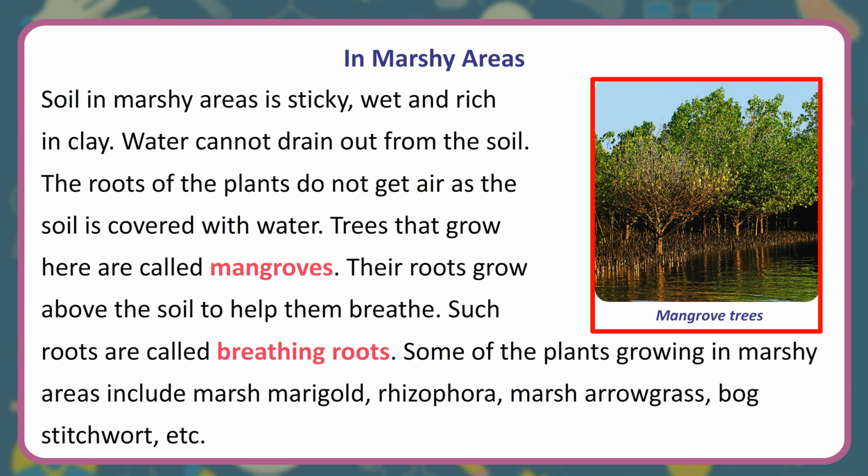In marshy areas, the soil is sticky, wet and rich in clay. Water cannot drain out from the soil. The roots of the plants do not get air as the soil is covered with water. Trees that grow here are called mangroves. Their roots grow above the soil to help them breathe. Such roots are called breathing roots. Some of the plants growing in marshy areas include marsh marigold, rhizophora, marsh arrowgrass, bog stitchwort, etc.